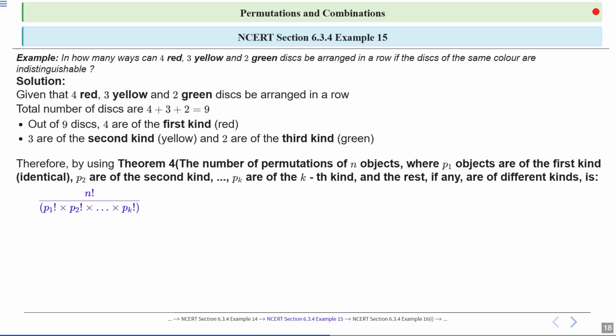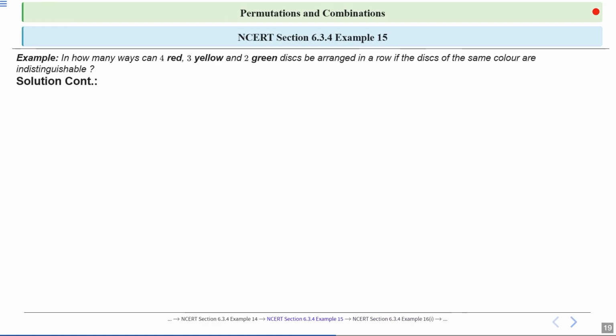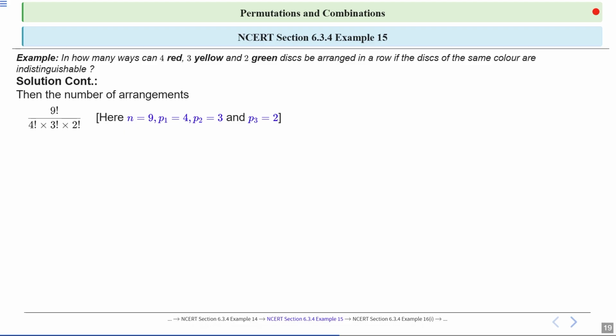Now, using theorem 4: the number of permutations of n objects where p1 objects are of the first kind, p2 are of the second kind, and so on up to pk of the kth kind, and the rest of the objects are of different kinds, is n factorial upon p1 factorial into p2 factorial into dot dot dot pk factorial. So the number of arrangements is 9 factorial upon 4 factorial into 3 factorial into 2 factorial. Here n is 9, p1 is 4, p2 is 3, and p3 is 2.